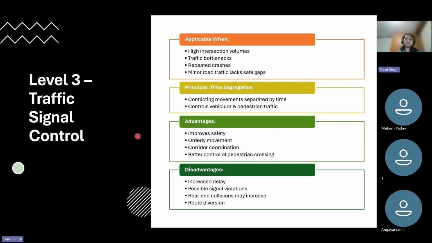As we have seen, there were different conflicting movements. So here the main purpose is to separate the two conflicting movements. With signal control, both vehicular and pedestrian movements are controlled by using the traffic signal. The advantages are improved safety, orderly movement of both vehicles and pedestrians, better coordination in the corridor, and control of pedestrian crossing.